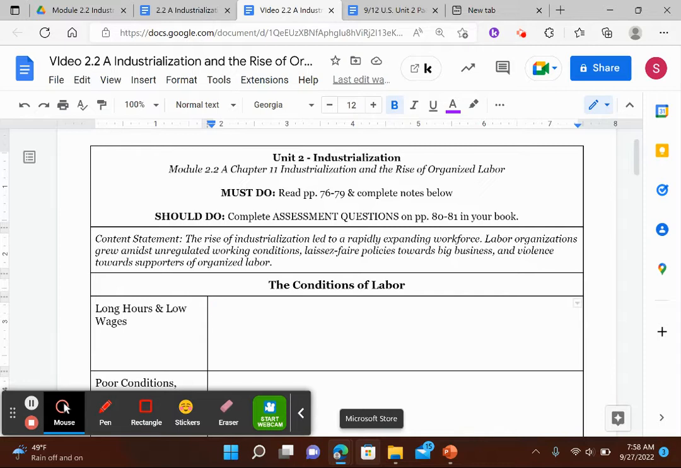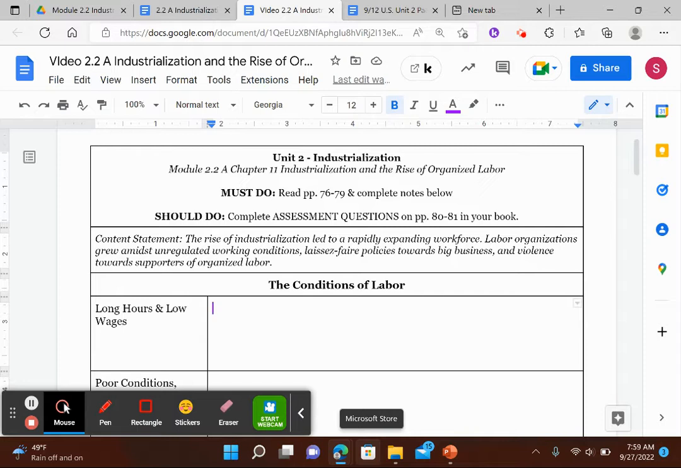So the conditions of labor, right above that I'm reading, the rise of industrialization in the United States in the late 1800s and early 1900s had both social and economic effects. With growing demand for factory workers, immigrants came to America to take jobs and settle into major industrial cities. The conditions of labor. One important factor behind America's astonishing economic growth in the late 19th century was the increasing exploitation of its industrial workers. Long hours and low wages.